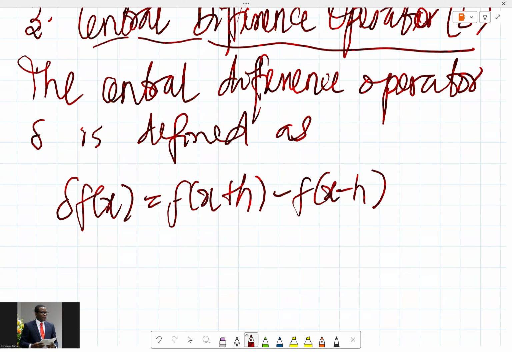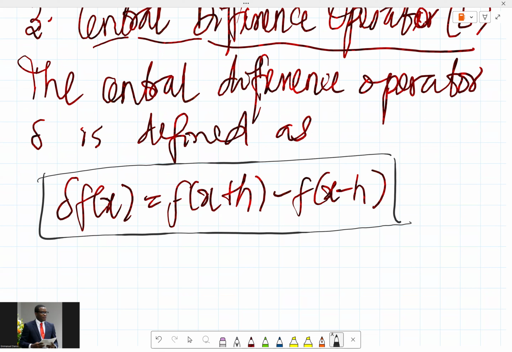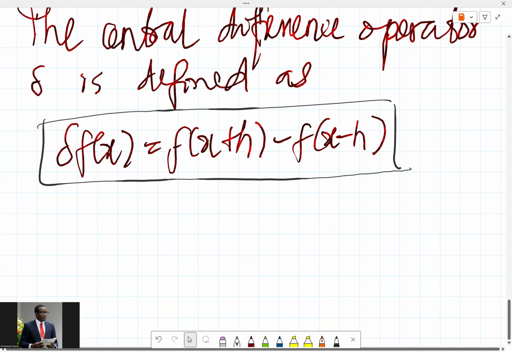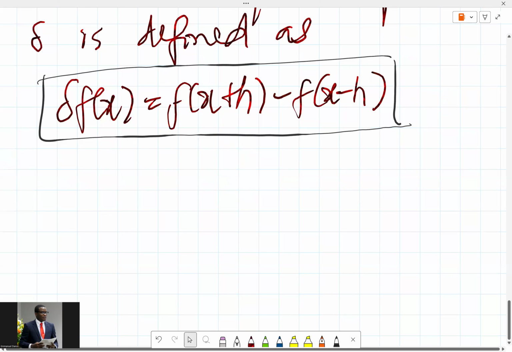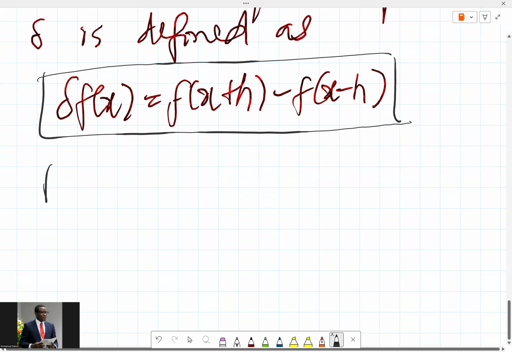If you follow the argument I made the other time, you have f prime of x equals f of x plus h minus f of x minus h all over 2h. So delta f of x now looks like 2h times f prime of x. That's what delta looks like here.